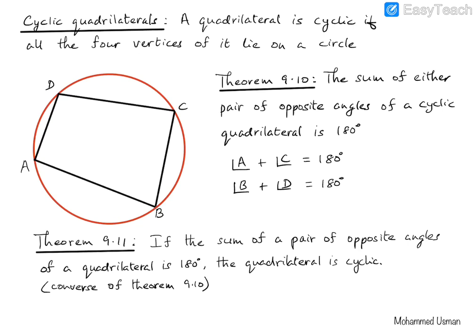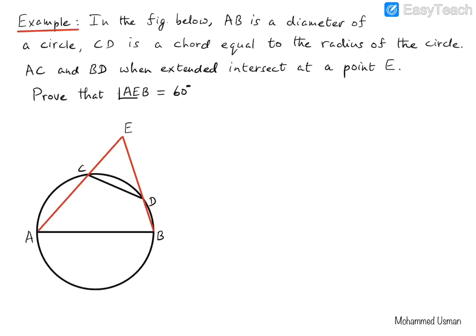The converse of this theorem is theorem 9.11, which states that if the sum of a pair of opposite angles in a quadrilateral is 180 degrees, then that quadrilateral is a cyclic quadrilateral. So if we can show that the opposite pair of angles add up to 180 degrees, then we will say that the quadrilateral is cyclic. In other words, the vertices of the quadrilateral lie on a circle. We will not be proving these theorems, but you need to remember these properties, which we will apply in solving some problems. Let us now do an example problem for this chapter.